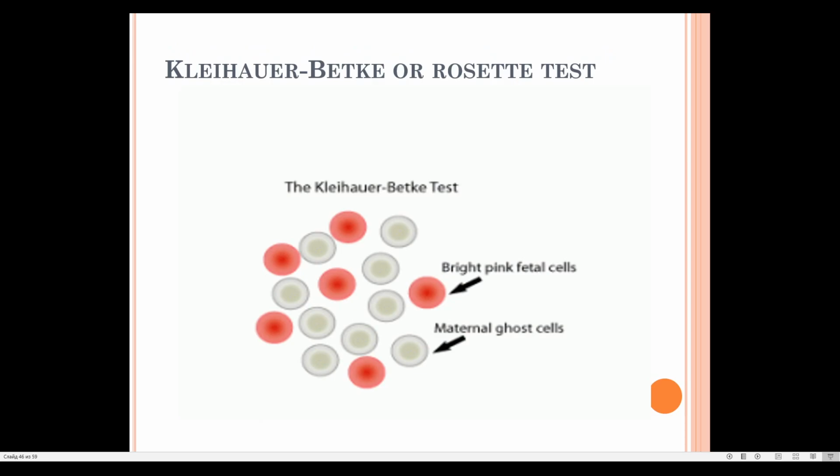Here on the picture you can see the result of the Kleihauer-Betke or Z test. After coloring, bright pink fetal cells are collected on the background of pale maternal so-called ghost cells. By counting the fetal erythrocytes, it is possible to determine the amount of fetal blood passing into the mother's circulation and to calculate the correct dosage of anti-D immunoglobulin.